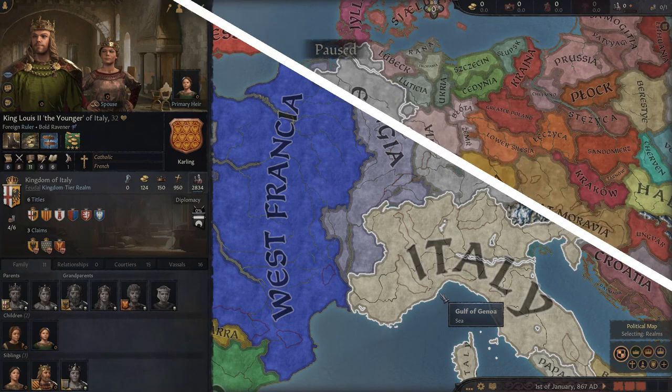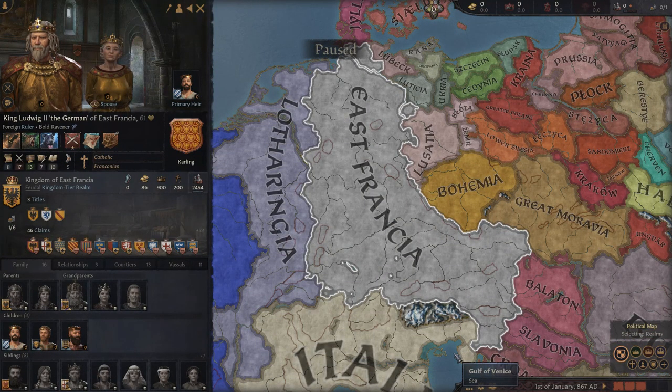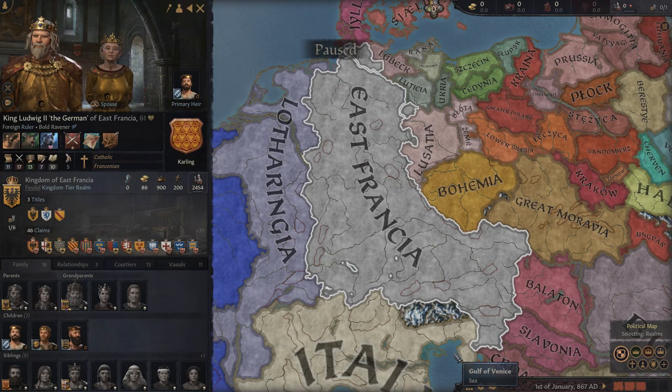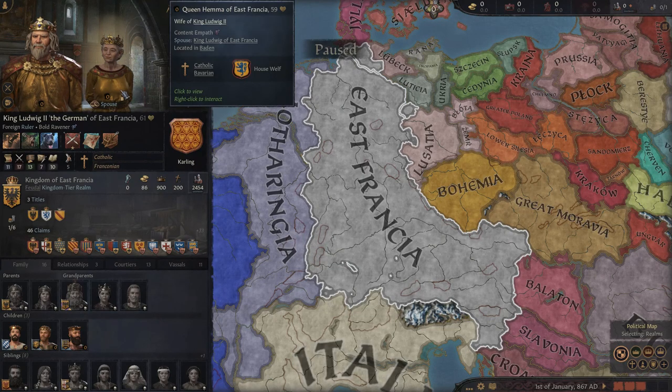Next, we head north to East Francia and King Ludwig II the German. That is right, the name the German. He's the grandson of Charlemagne and son of Louis the Pious. He was made Duke of Bavaria in 817, fighting numerous wars against the Wends, Sorbs, and Bulgarians in the east. In 827, he married Hemma of House Welf, the daughter of the ancestor of that house, who was Welf of House Welf. Here you see Queen Hemma herself.